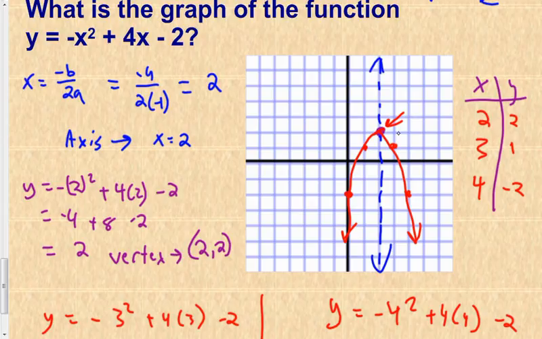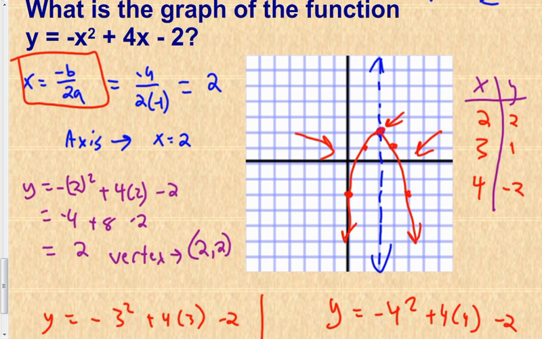So I plotted those, and then plotted the reflection over the axis of symmetry for the other side of the parabola, and we have our upside down U of a parabola. And that's how you graph the function y equals negative x squared plus 4x minus 2. Okay, so remember the big one is minus b over 2a, and that pretty much gives you a good start on the rest of it.